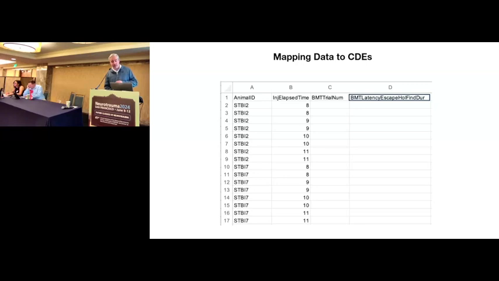So what we should have right now, as we're starting to fill this out, is four columns. We have our animal ID and our injury elapsed time, and now we've got these two new variable names that we've added to the top of this.